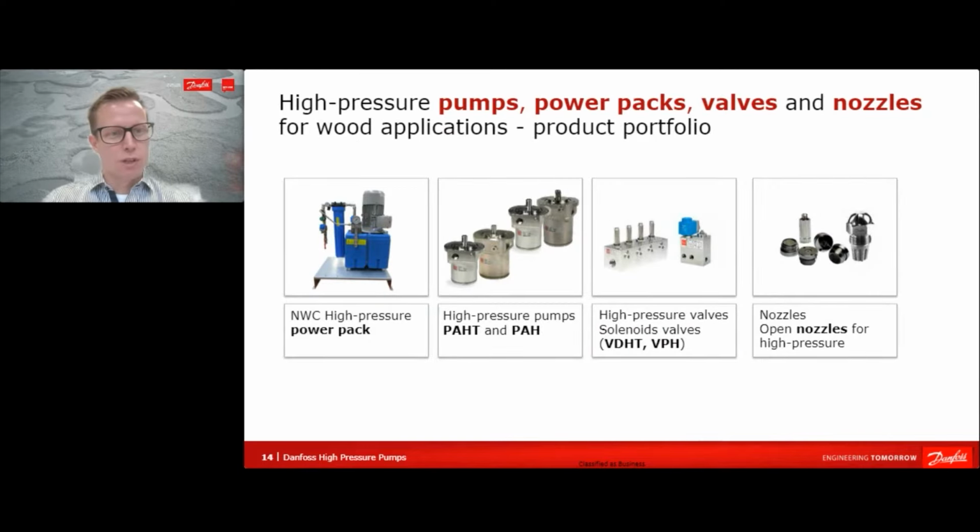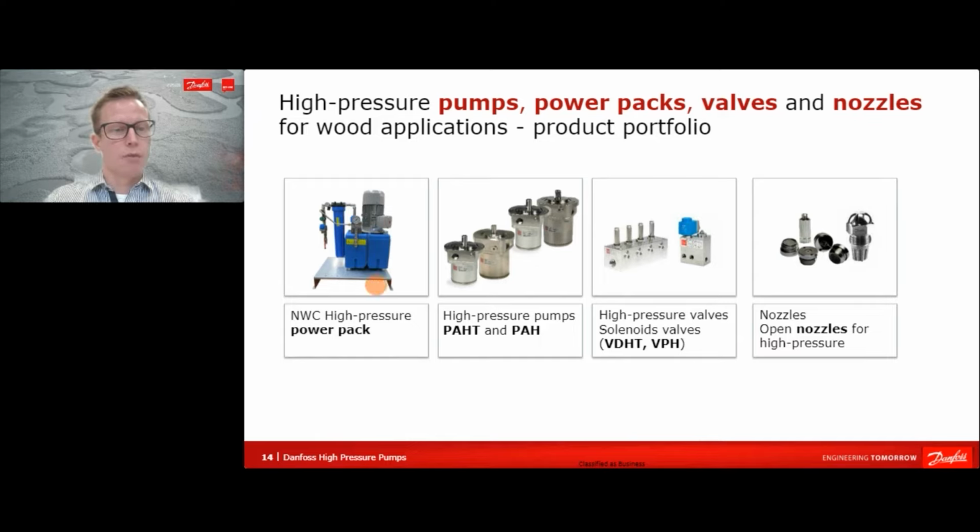So let's move on and talk a bit about the different products and components that we from Danfoss high pressure pumps can supply to this type of application that Hannu just went through. Our main products would be our high pressure power packs. We have them in different versions. I will in a short while dive into the one you see here on the picture. That would be our NVC units, but we also have others with and without tanks and in different configurations. We also have some customized units, so it really depends on the need from the customer. But I'll come back to this power pack here.